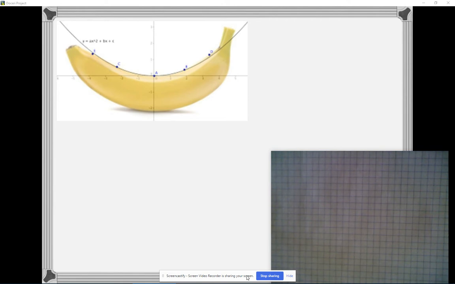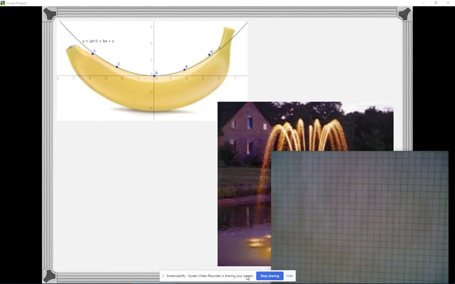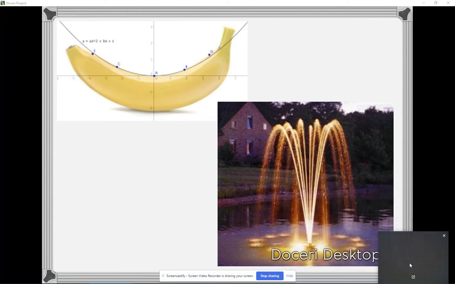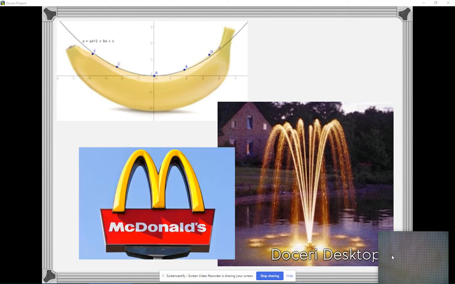So here's an example of nature, a parabola in nature. You can see the U-shaped nature of the banana. You can see more nature here. Let me go ahead and get rid of this extra screen so you can see more of these. You can see that the water fountain follows a parabola. The water goes up, and then it goes back down in a parabolic path. So that's kind of cool. In architecture or design, you can see a little bit of a parabola there.